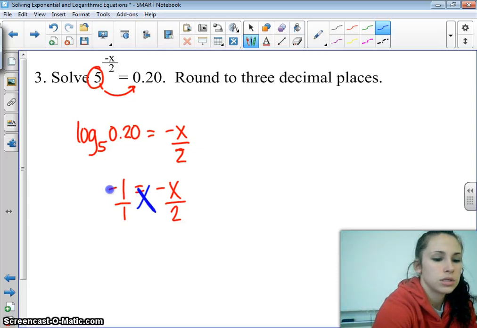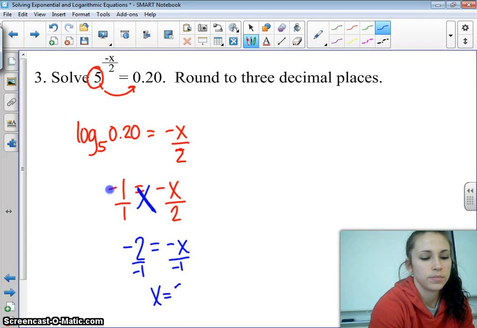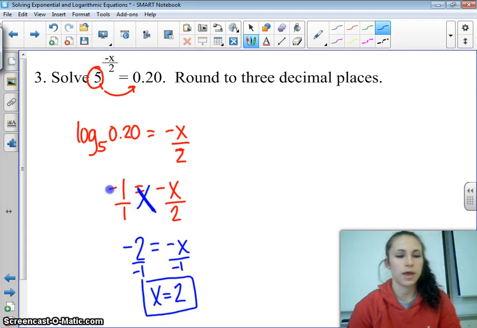So let's do this negative 1 times 2 first. That's just going to be negative 2 is going to equal negative x. And so then I'm just going to divide by negative 1 to get rid of the negative. And so x would equal 2 for that one.